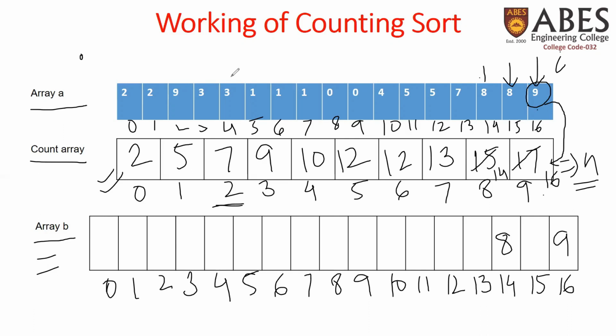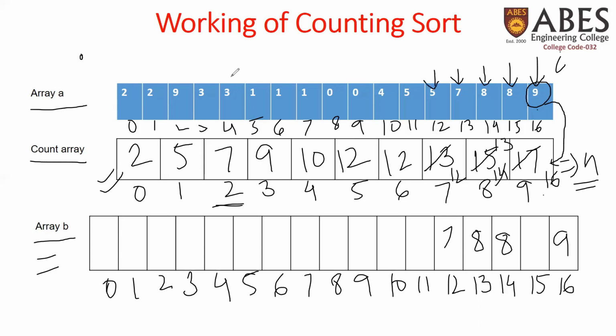Now update the loop again. You are getting 8 value here. Again go for the 8th position of your count array. Now it's containing 14. Again decrement by 1, that is 13, and put the 8 at the 13th position. Now decrement the counter again, go for the next one, that is 7. The 7th position of the count array contains 13. Decrement it by 1 and go for the array B at the 12th position and put the value 7.